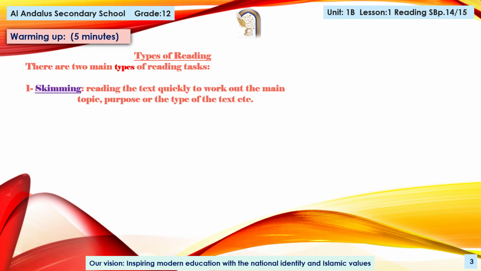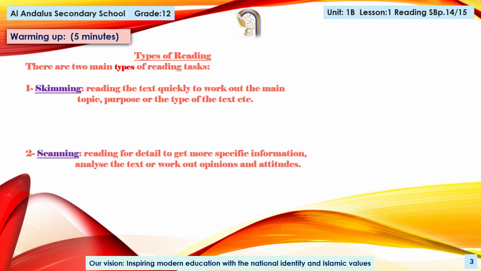The second type of reading is scanning. Scanning is reading for detail. Remember, this is a more careful or even a slower type of reading during which you are going to find out more specific information, analyze the text, or even work out opinions and attitudes. Now, let's move on to our first skimming task.